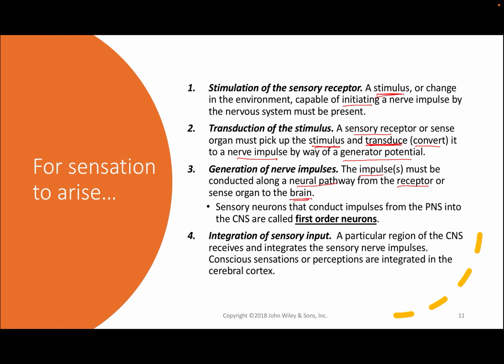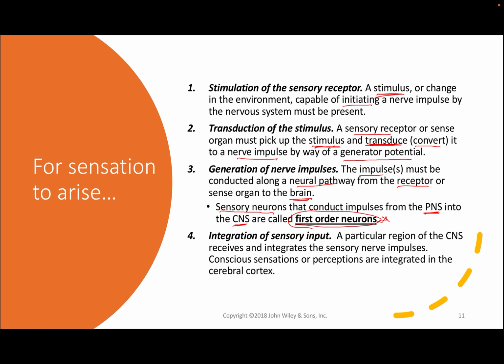And so this pathway, this trip that it has to take along that sensory neuron, is going to be conducted from the peripheral nervous system into the central nervous system. This is a first order neuron, okay? These guys are important. This is what's bringing things from the environment, from the peripheral nervous system, into the spinal cord or into the brain, right?